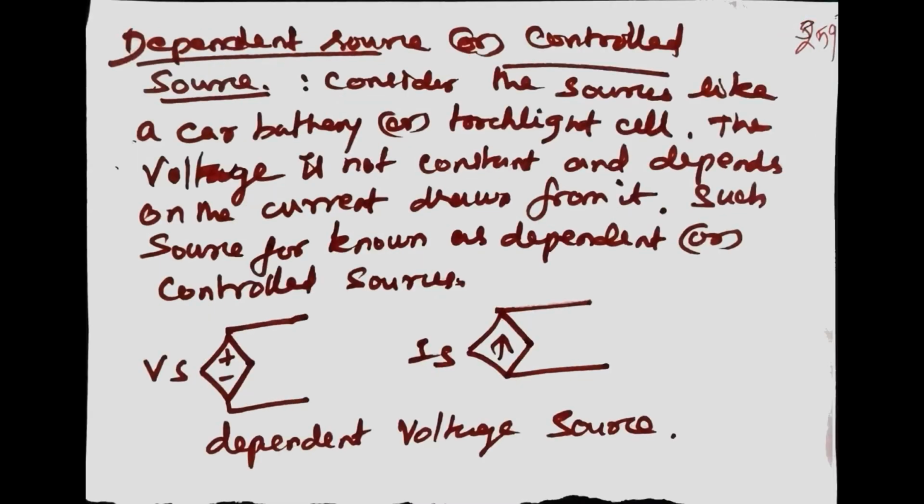Dependent source or control source. Consider sources like a car battery or torchlight cell. The voltage is not constant and depends on the current drawn from it. Such sources are known as dependent or control sources, as they depend on the current drawn from them. The symbols for voltage dependent sources and current dependent sources are shown in the figure. Kindly see the notes.